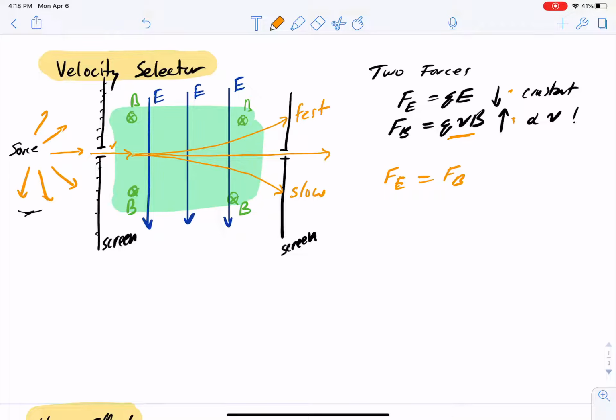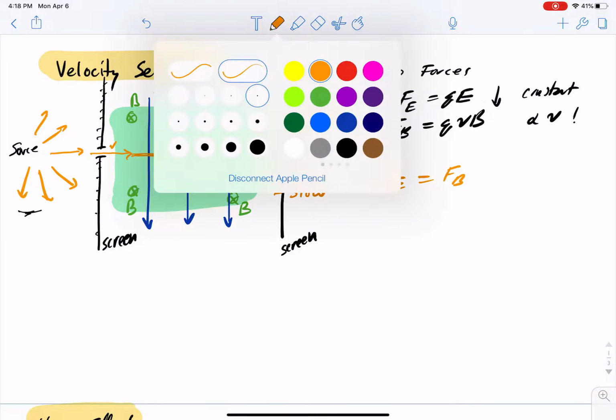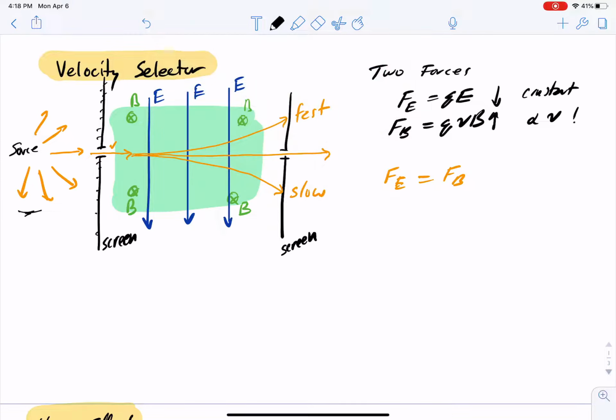The directions we're taking care of sort of by hand here, so we're ignoring the directions. These are just the magnitudes. So we have qE equals qvB, or if you will, v is E over B.